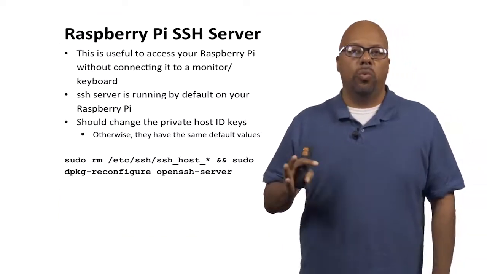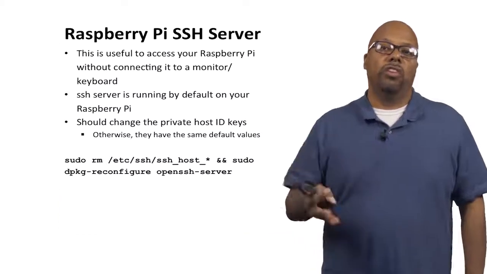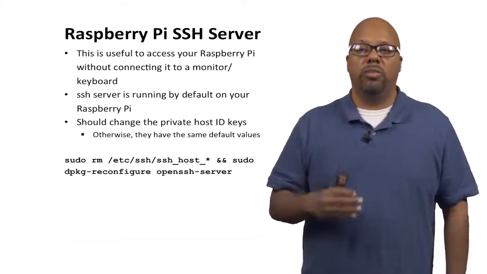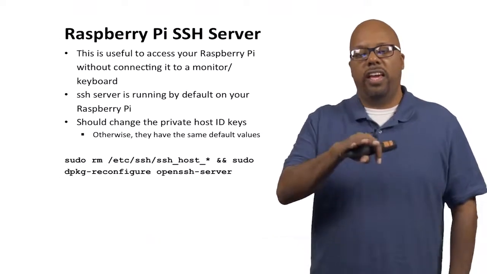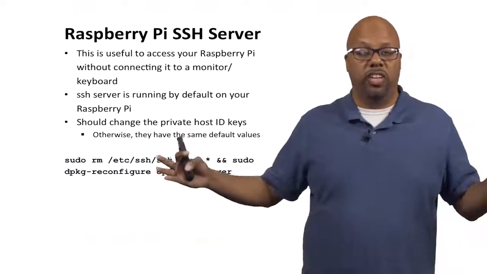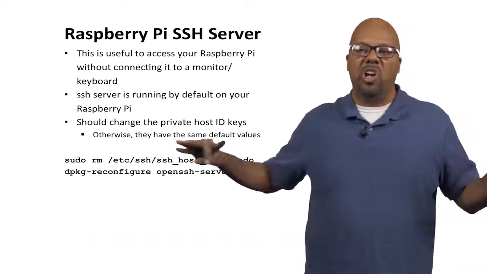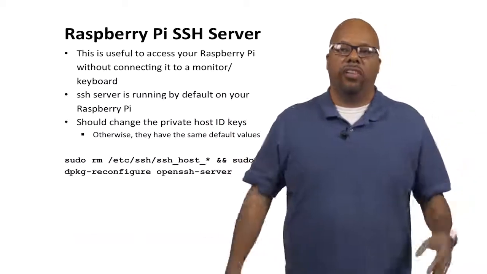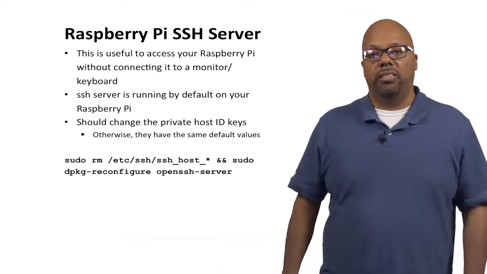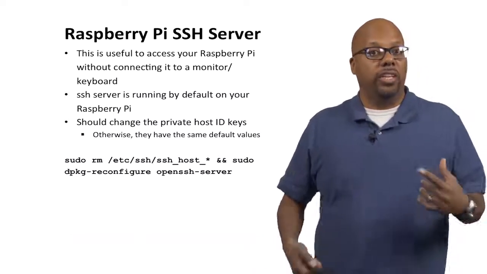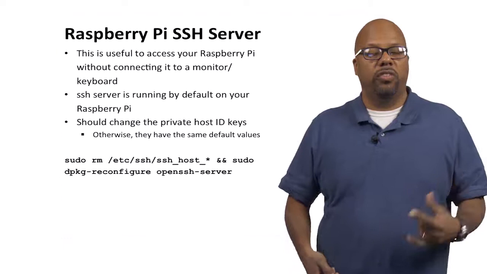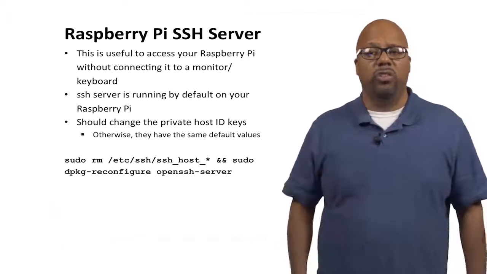Somebody can listen to your conversation if they wanted to, can decrypt your communication. So what you should do, before you start using the Secure Shell server on your Raspberry Pi, is execute the following command. All that command goes on one line. I just couldn't fit it on one line on the screen, but that's one long command that you execute to get a new set of keys. Even without executing that, you can connect to your Raspberry Pi Secure Shell server, but for safety's sake, you should do that before the first time you connect.